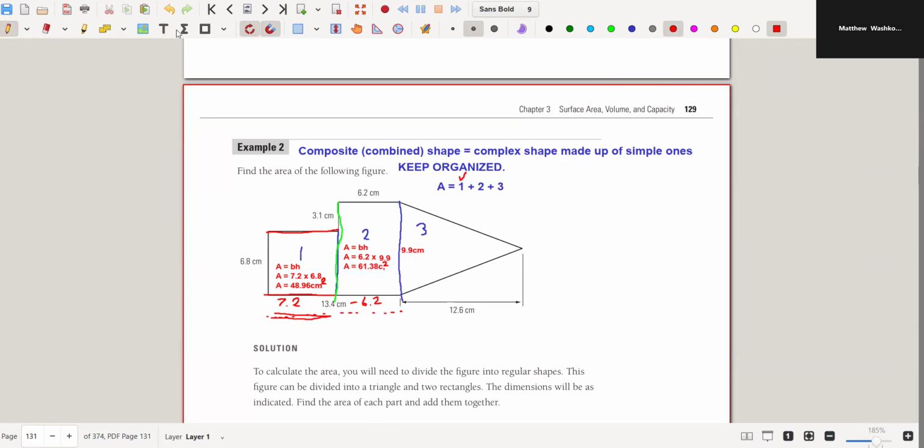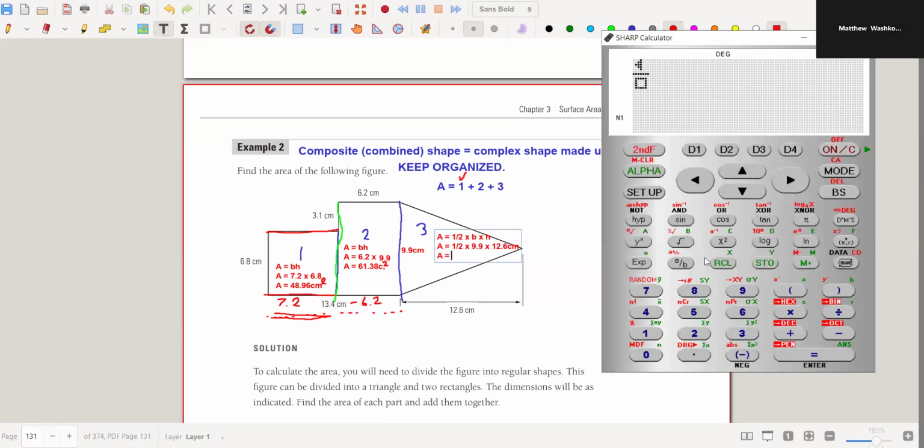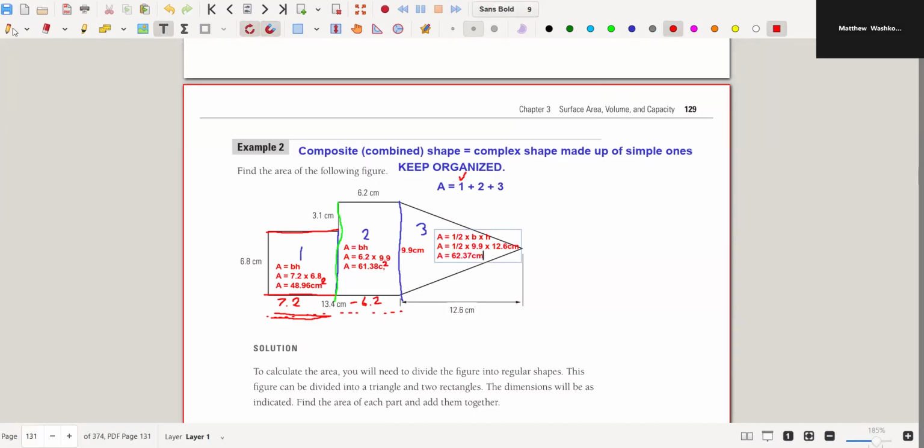Now my next shape here is a triangle, right? Triangle, area equals a half times base times height. My base is 9.9. We already calculated that. My height is 12.6. It shows us down below. So a half times 9.9 times 12.6, 62.37. 62.37 centimeters squared. So now I have one, I have two, I have three.